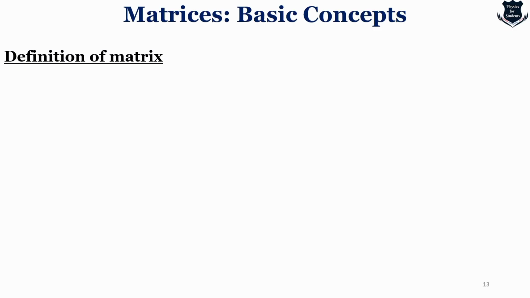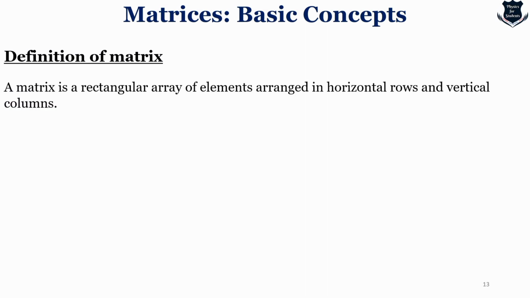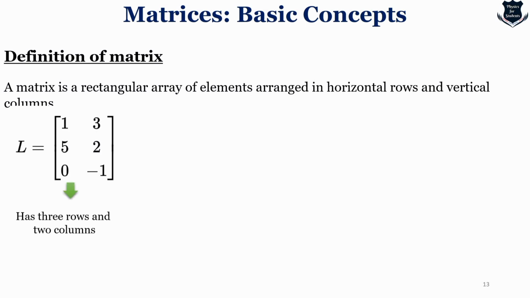Okay, given this concept of what we want to represent, I will now define what a matrix is. We can say a matrix is a rectangular array of elements arranged in horizontal rows and vertical columns, and the array of elements sometimes looks like this. It has 3 columns. So now we try to define them.